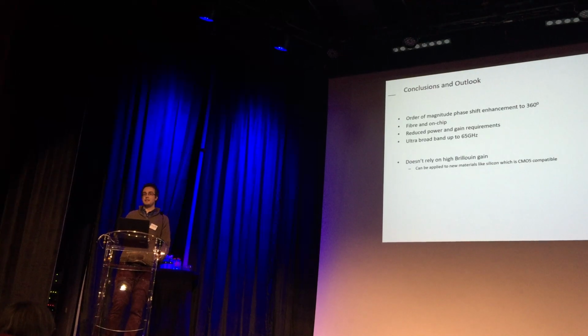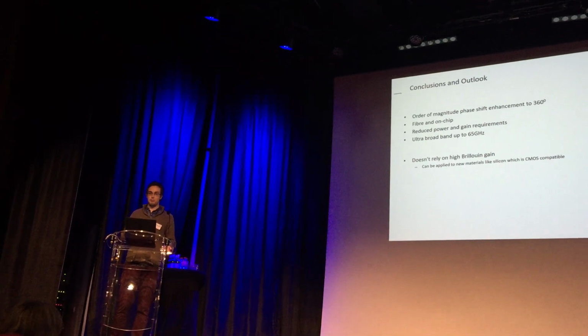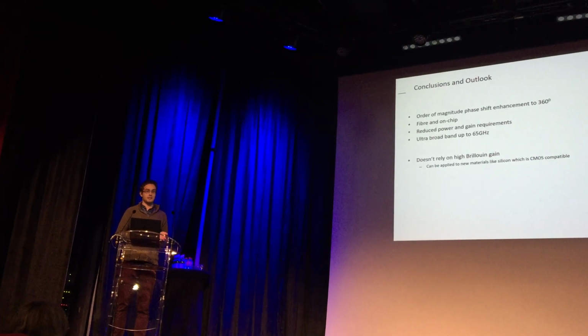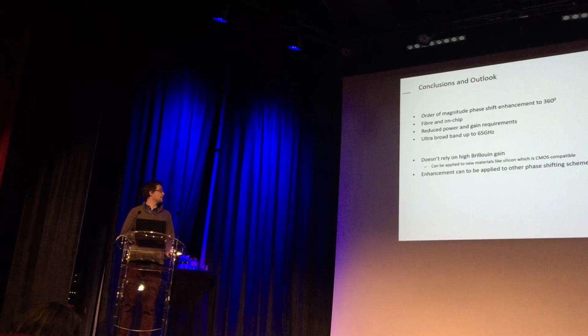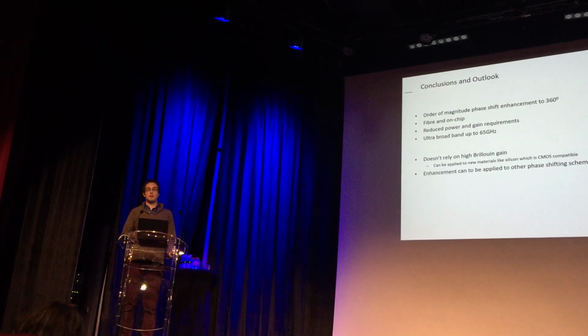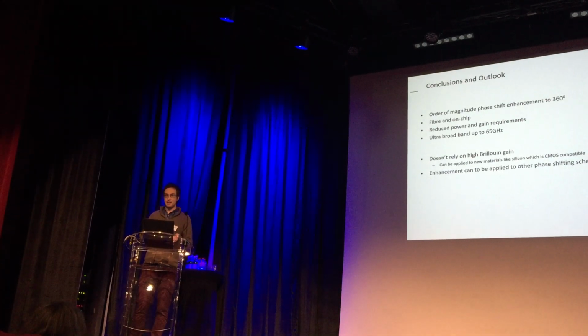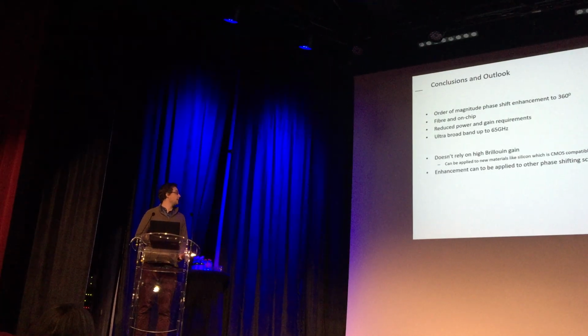So some of the advantages of this scheme is that it doesn't rely on a large SBS gain. And this gives us the option to move to other materials which might have some other favorable properties, like silicon because it's CMOS compatible, but that doesn't give us very much SBS gain, as Ben alluded to yesterday. And another advantage is that it can be applied to other phase shifting schemes. It can be completely independent of stimulated Brillouin scattering. So it can be used for such things like thermal phase tuners.